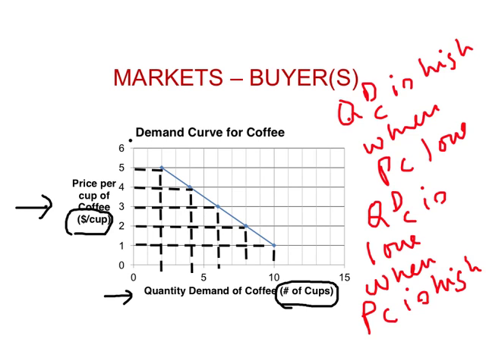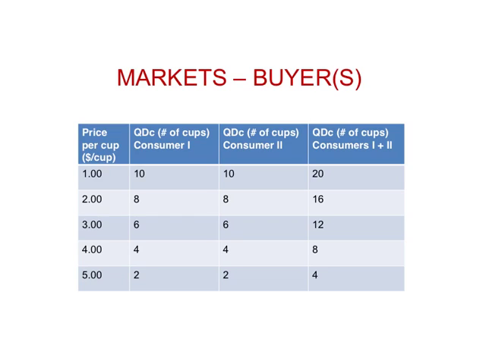The next question that comes to our mind is, in the case of the first consumer, we know when the price is $1 per cup, this person would buy 10 cups of coffee. Price is $2 per cup, 8 cups of coffee. And this is the information provided by the first consumer. And like I said, suppose the second consumer, just to make life easy for ourselves, is exactly like the first one. When the price is $1 per cup, this person would like to have 10 cups of coffee. When the price is $2 per cup, this person would like to have 8 cups of coffee, and so on.